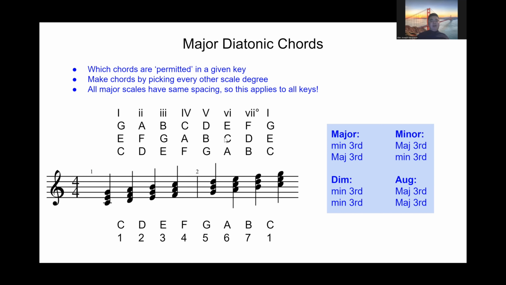A to C, minor third, so it's an A minor. What about this chord? B to D is a minor third, D to F is also a minor third. Well, when you have 2 minor thirds stacked on top of each other, you have a diminished.